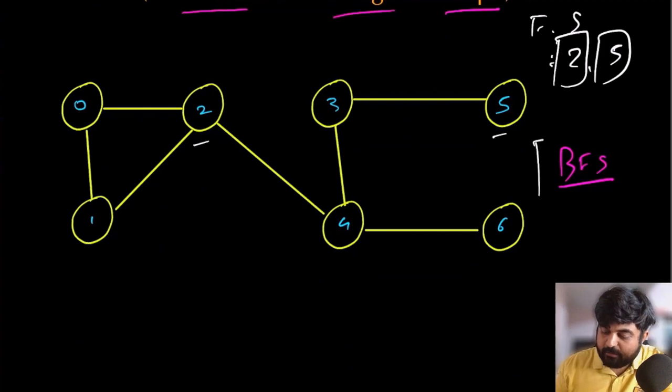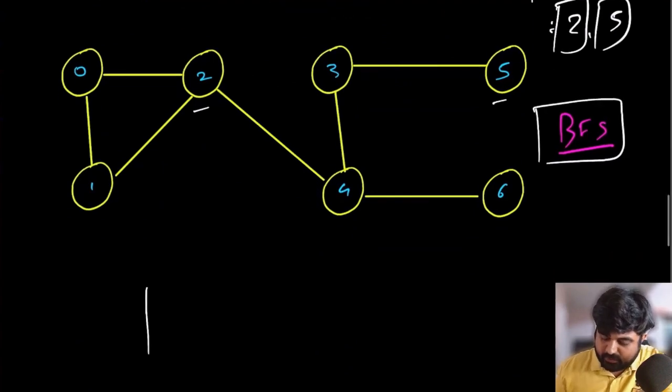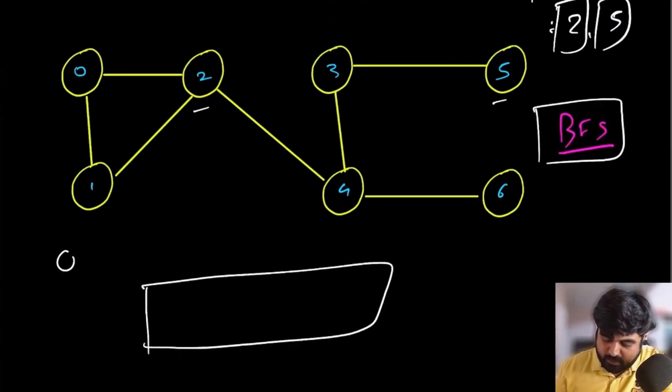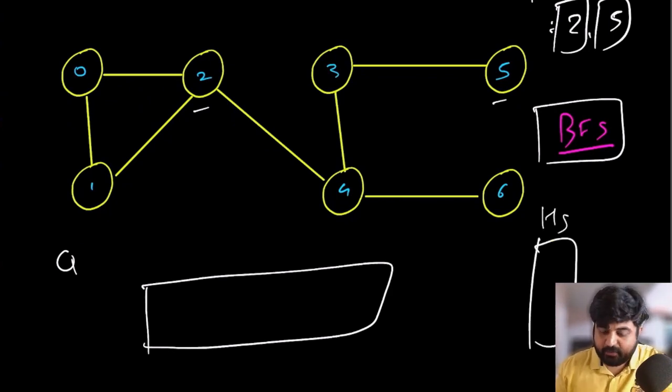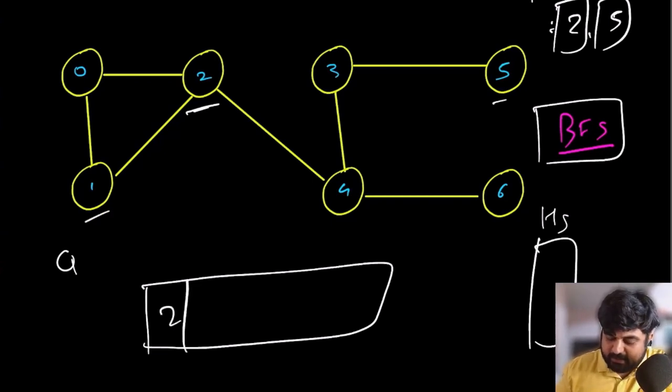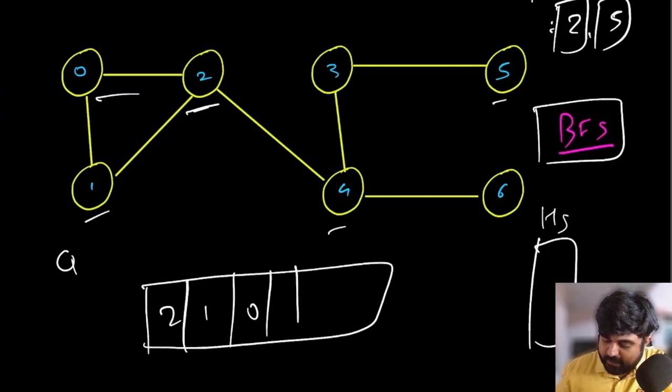We already know how to apply BFS using a queue. So awesome, we are going to use a queue. At the same time, we are also going to use a hash set to mark all the visited nodes. Starting from 2, we add value 2 over here. Again, neighbors 1, 0 and 4. So again, add all the neighbors 1, 0 and 4.